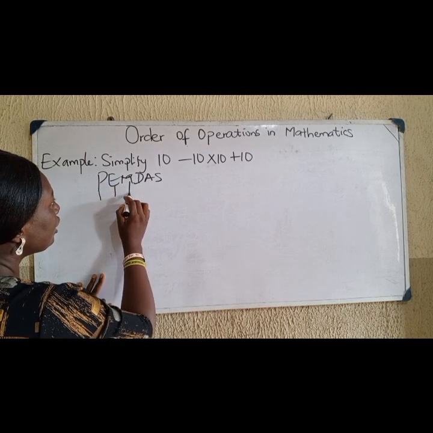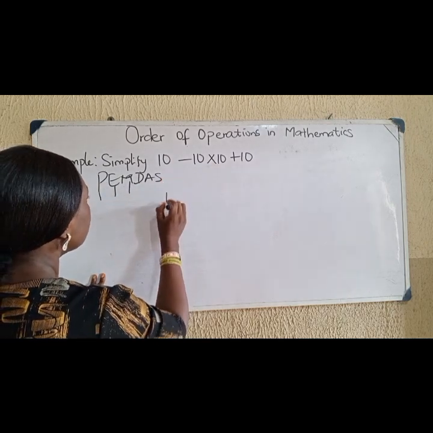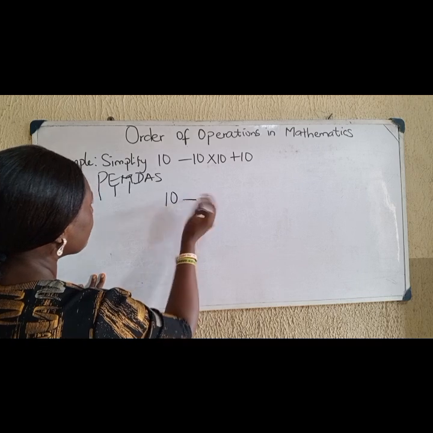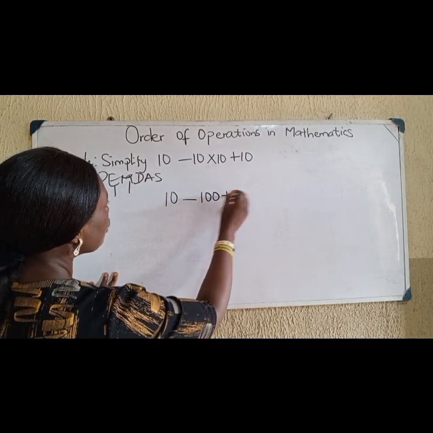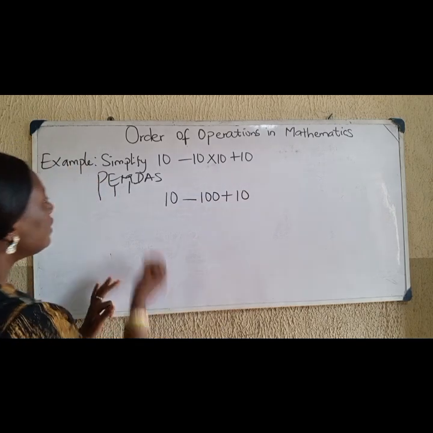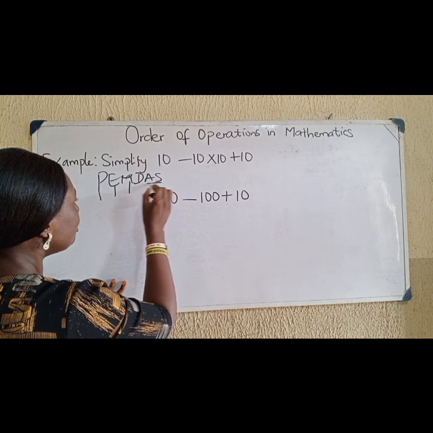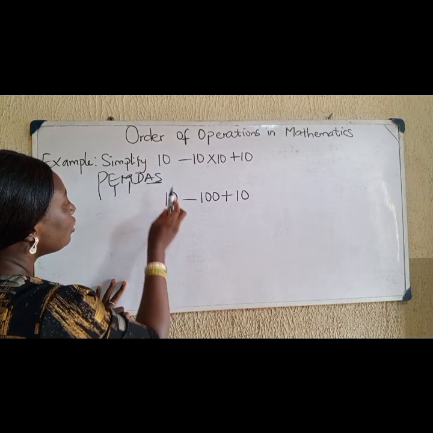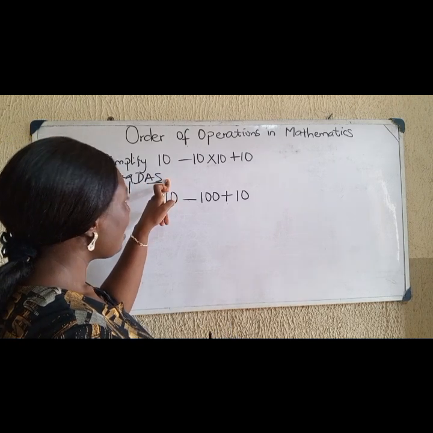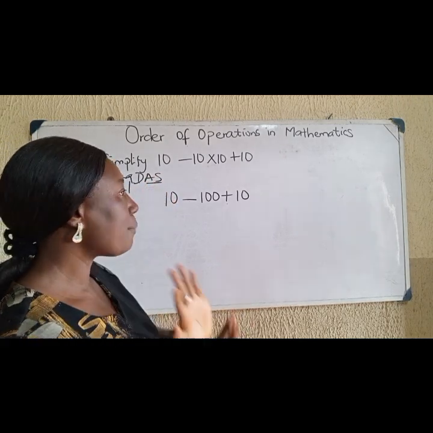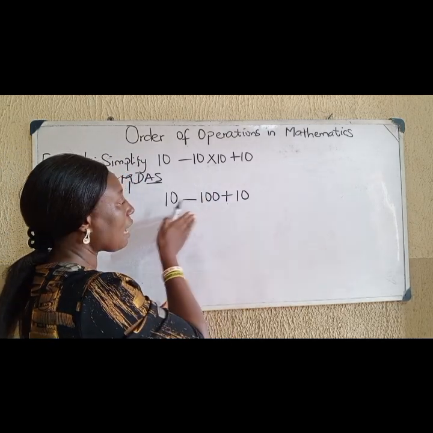I have multiplication here. So I have multiplication. I will say this is 10 minus. I will now say 10 times 10 is what? 100 plus what? 10. Then again, I have minus, I have plus. I have addition and subtraction. Don't come and tell me that addition will come first before subtraction. I see that both of them are of the same priority. So you have to solve it from left to right on how they appear.